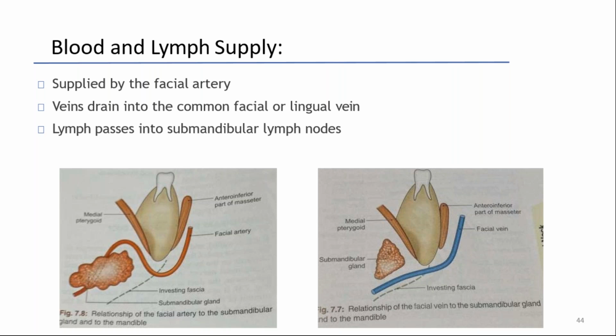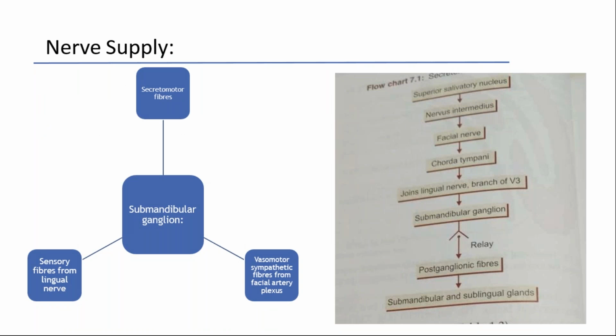Mediastinal. Level 7 is the mediastinal group of lymph nodes, which are not accessible to palpate. So up to the 6th group, you can always palpate the lymph nodes. Coming to nerve supply: secretomotor fibers from the submandibular ganglion, sensory fibers from the lingual nerve, and vasomotor and sympathetic fibers from the facial plexus.